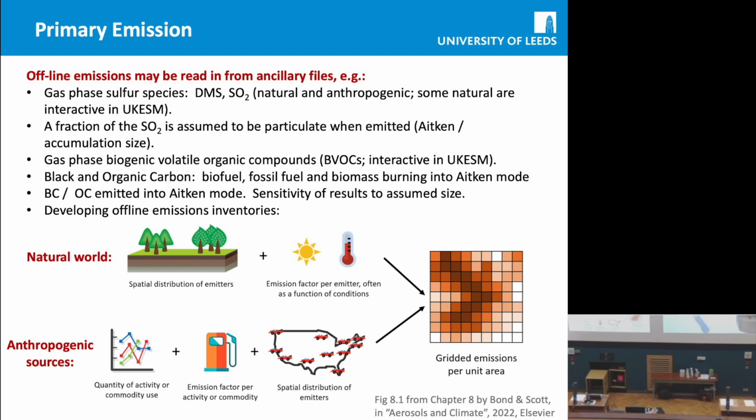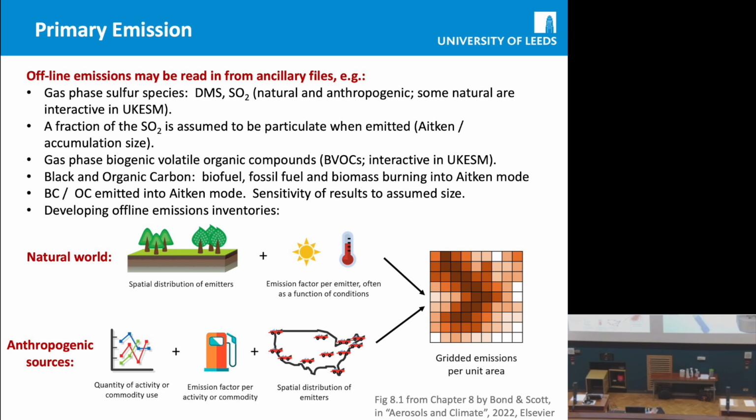And it's the same in the natural world, in the sense that we need to know spatial distribution. So in this case, we need to know where the world's forests are. And then natural emissions are more often controlled by climatic variables, in particular temperature. Sunlight can be a factor as well. So they'll have had to incorporate all of this information, again, to give us this distribution of emissions.